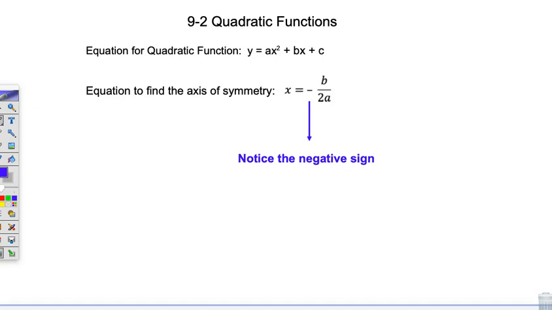Okay, today we move on to 9-2 quadratic functions. Today we're going to be graphing some quadratic functions. So up here at the top you can see I have the quadratic function in standard form.